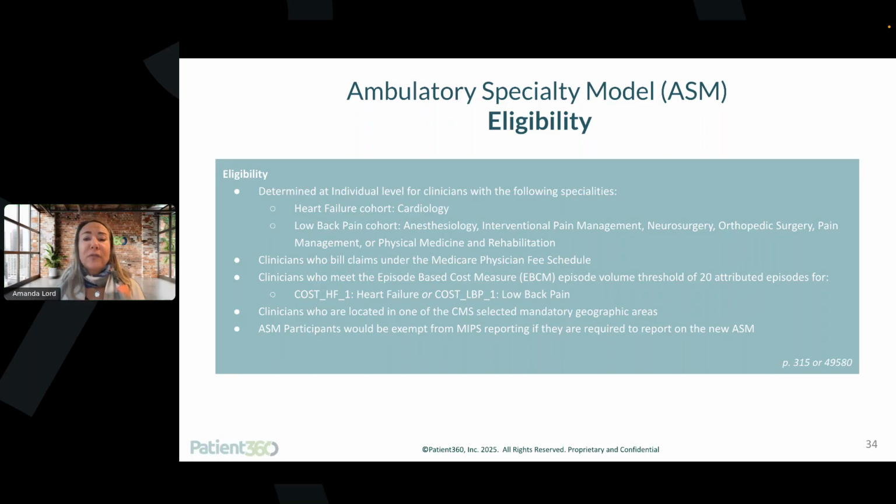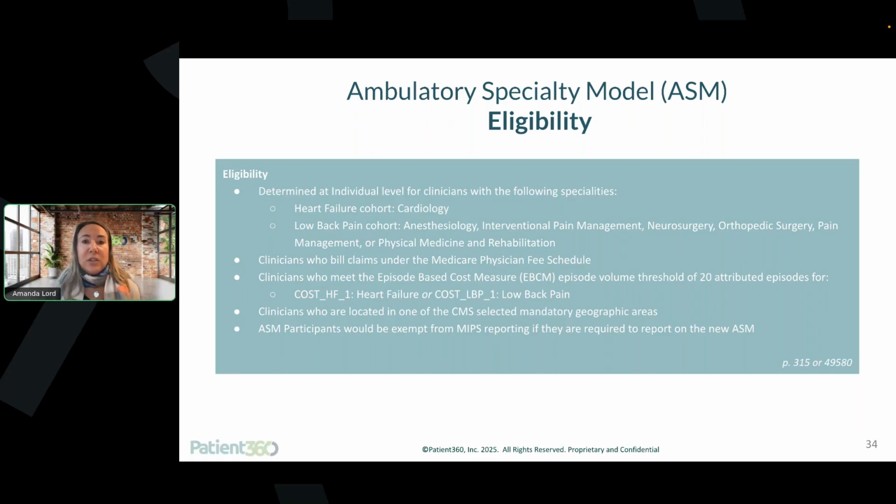When are you going to find out if you're required to report the ASM? The preliminary list is going to be released in early 2026. That's coming up around January or February or so, based on 2024 claims data. And then the final list is going to be released by July of 2026, based on 2025 claims data.